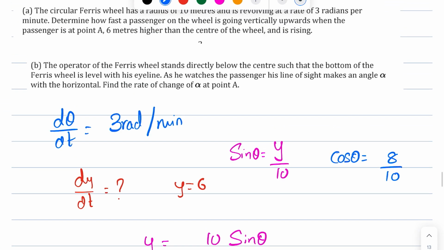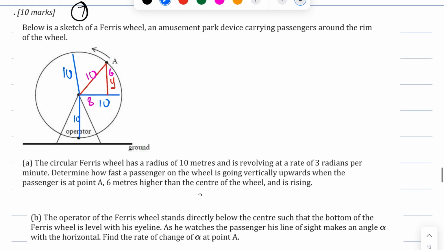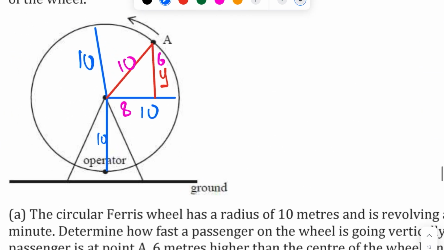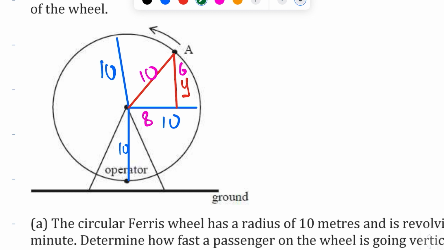Next part, the operator of the Ferris wheel stands directly below the center such that the bottom of the Ferris wheel is level with his eye line. As he watches the passenger, his line of straight sight makes an angle alpha with the horizontal. Okay, so from the operator, this particular angle is alpha, and we know this angle was theta.